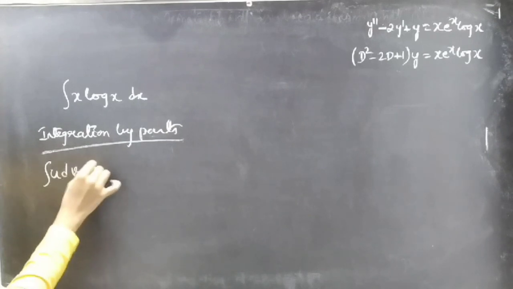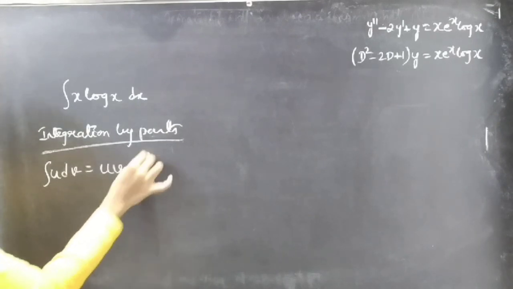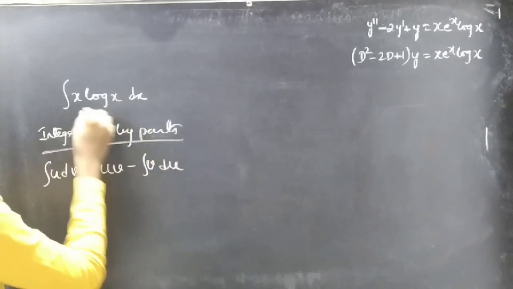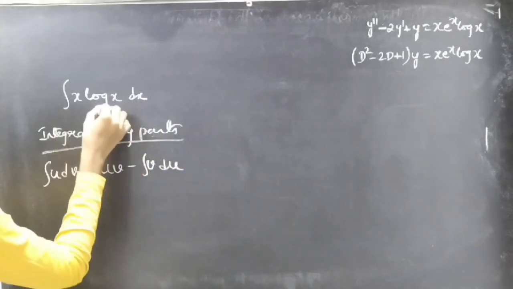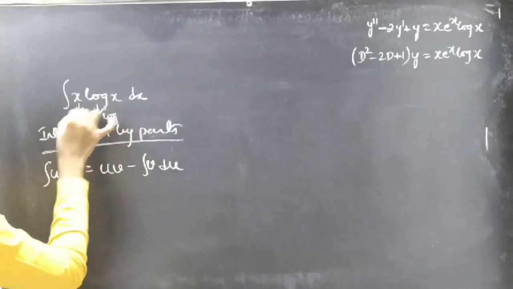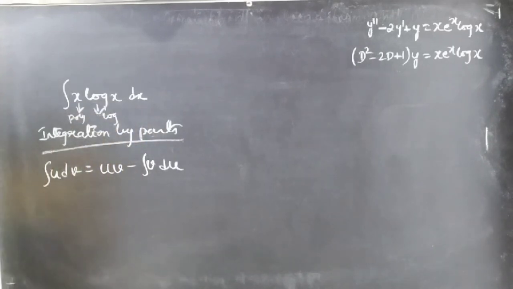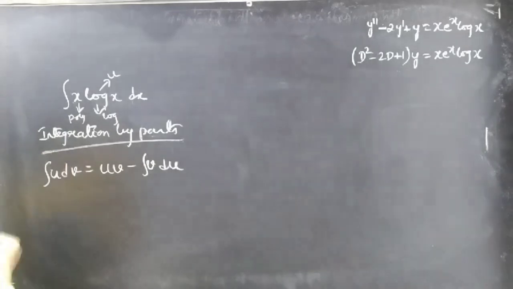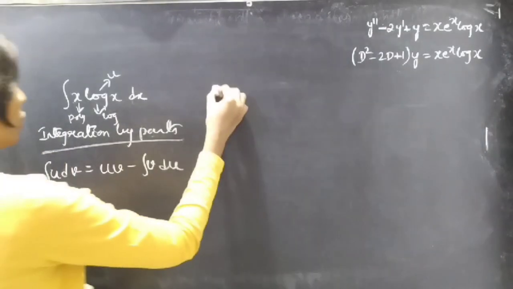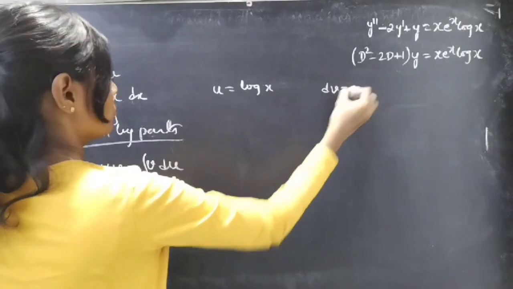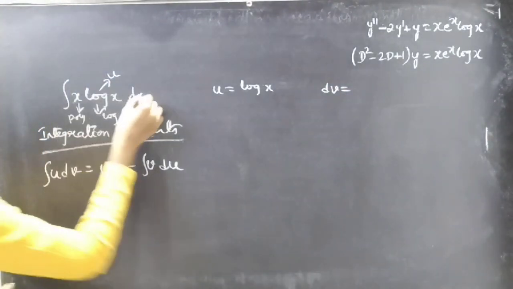Integral u dv equals uv minus integral v du, right? Here the integrand is the product of a logarithmic function and a polynomial function. We'll take the logarithmic function as u and the remaining part, x dx, as dv. So u equals log x and dv equals x dx.